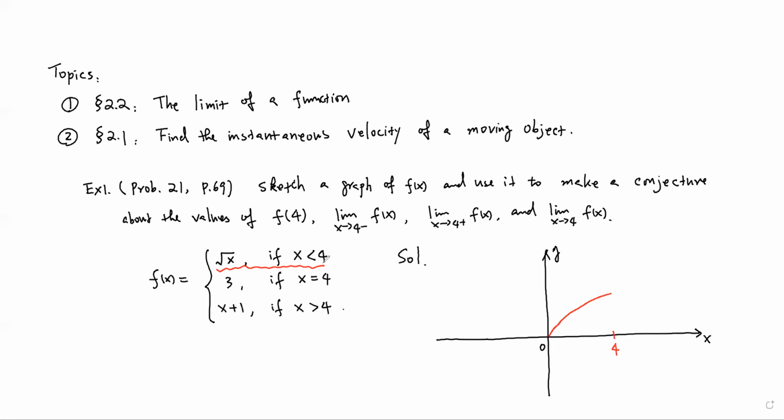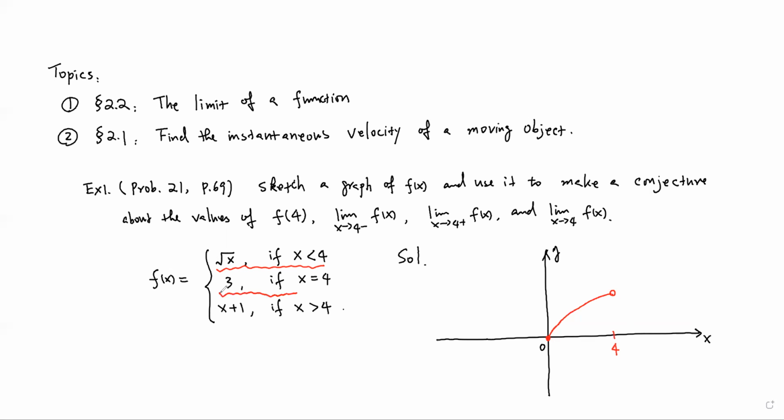Because x is less than 4, at 4 there is no square root of x, so I put an open dot here. Open dot means the point is not part of the graph. At 0, function value is 0, so solid dot here. Solid dot is part of the graph. That is the first piece. Now the second piece.